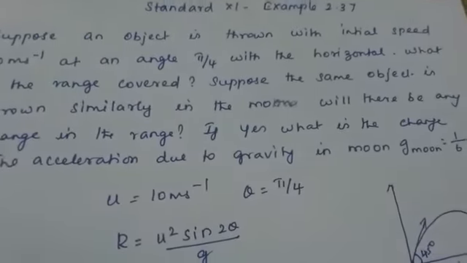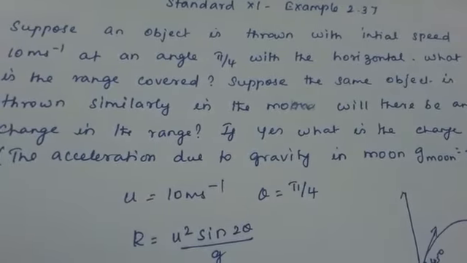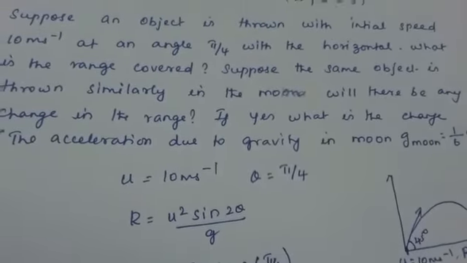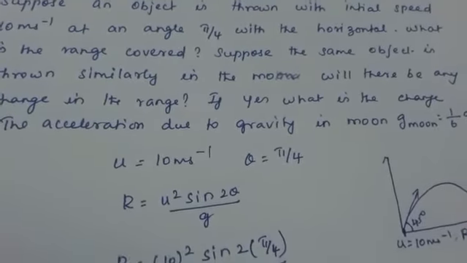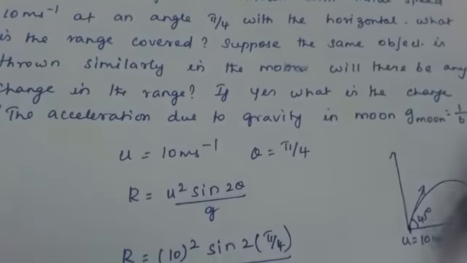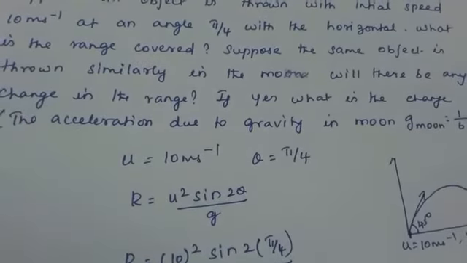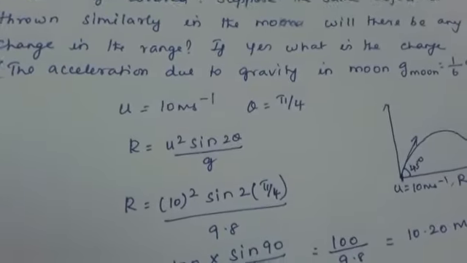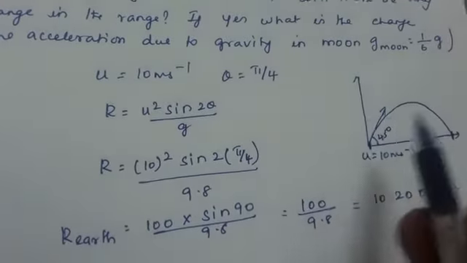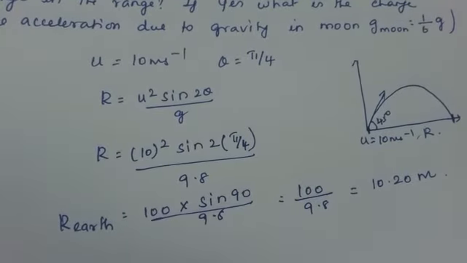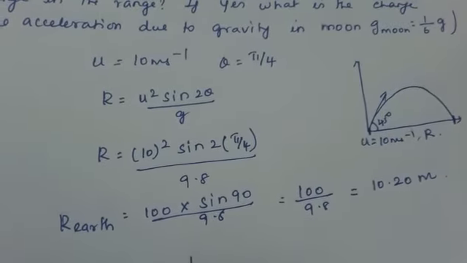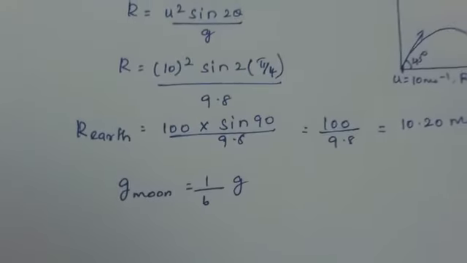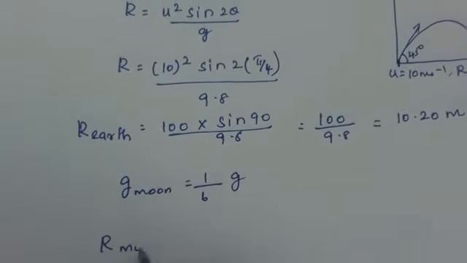What is the second part of the question? Suppose the same object is thrown on the moon. Will there be any change in the range? This was happening on the earth. Now we are going to the moon and we are throwing the same object. When we are throwing the same object, what is the range? But what is given here is that the gravitation of the moon is equal to 1 by 6 that of earth.